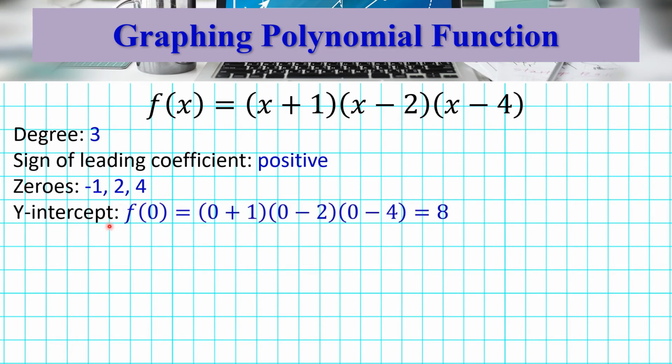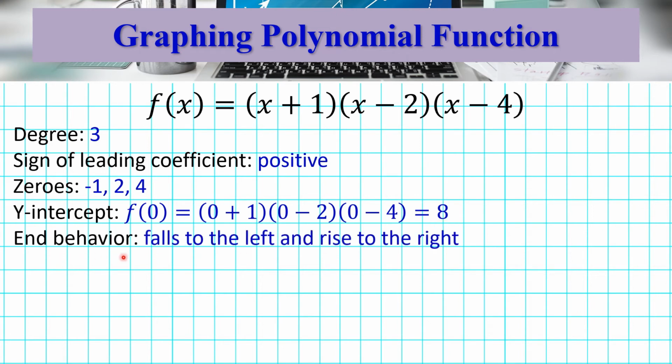And ang y-intercept, of course, ang x dapat ay 0. So, from this function, palitan natin yung x dito ng 0. Dito rin ng 0, at dito rin ng 0. Tapos, i-multiply mo lang lahat yan. We have 1 times negative 2 is negative 2. Negative 2 times negative 4 is positive 8. So, 8 ang ating y-intercept, or at point (0, 8) siya magta-touch sa y-axis.